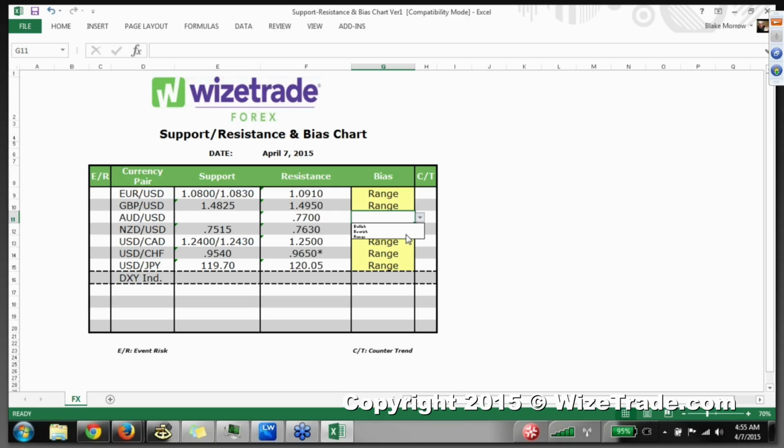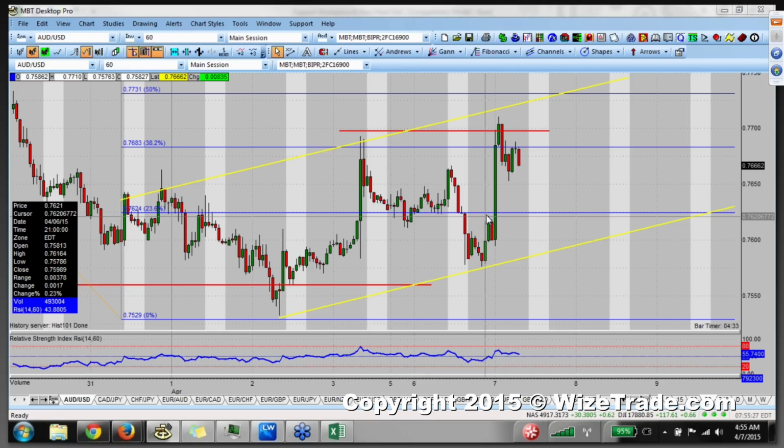Bulls are going to want to get that Aussie back up there above 77 cents if possible. Where's support? Well, if we start to fall, if we start to show failure, it's probably going to be where the RBA move started.